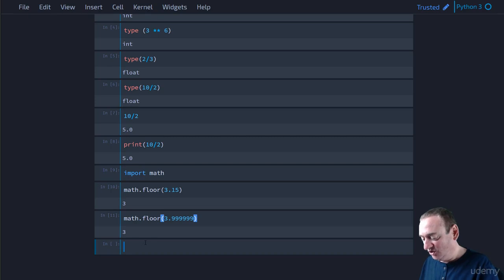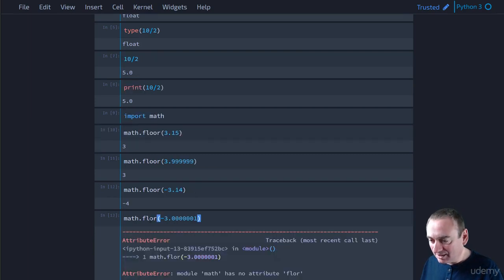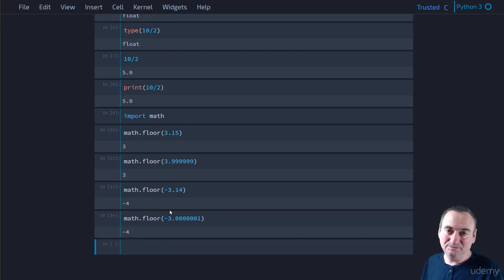Okay? Now, not so if we're looking at negative numbers. We can look at minus 3.14, and what do we get? Minus 4. That's the floor, right? Now, we can even look at the math.floor of minus 3 point, let's say 6 zeros, 1, 2, 3, 4, 5, 6, and 1, right? The floor of that, yes, it's very close to negative 3. And I've got to type it correctly. It's still negative 4. Okay? So we are not rounding, we're not truncating, we are taking the floor, the largest integer less than or equal to this value here.